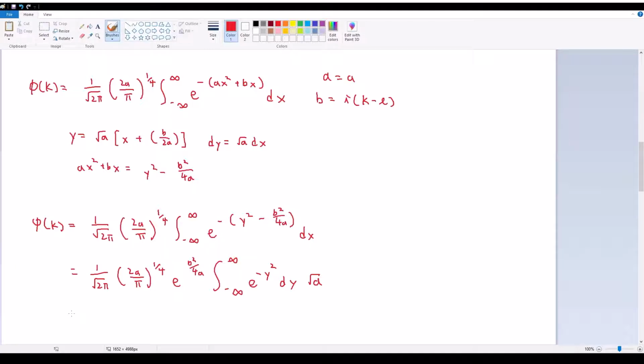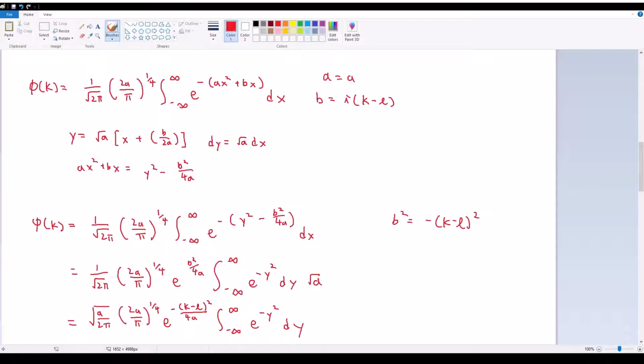So this is going to equal the square root of a over 2 pi multiplied by 2a over pi to the power of 1/4 multiplied by the exponential of b squared. Let's see, b squared is going to give us negative k minus l squared. So negative k minus l squared divided by 4a, times the integral from negative infinity to positive infinity, e to the negative y squared dy.